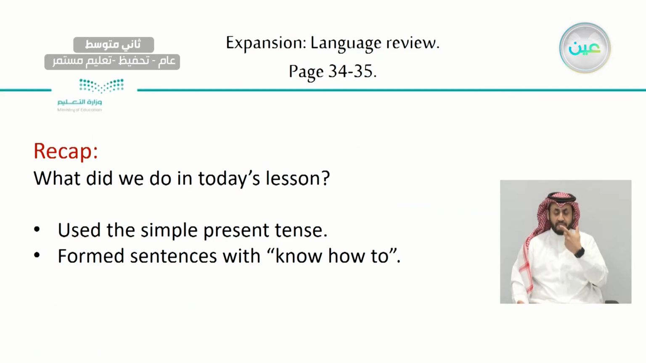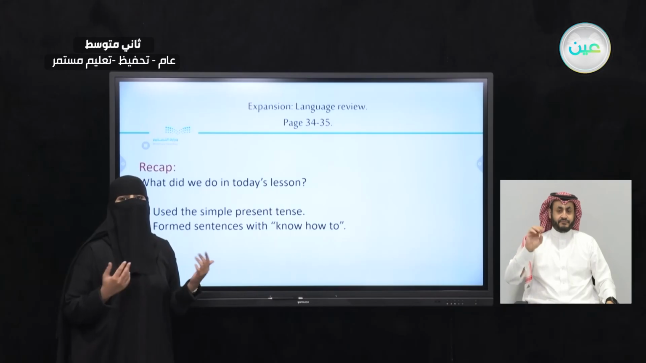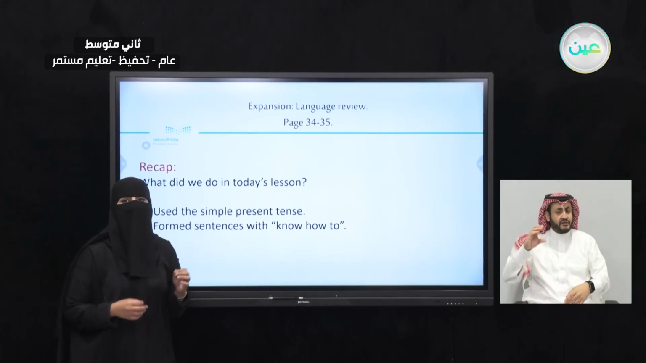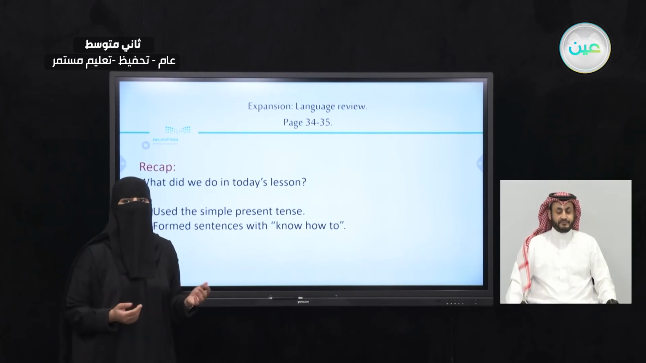Now, let's take a look at the next. What did we do in today's lesson? So we used simple present tense in the examples before, and we formed sentences with know how to. The skill, I know how to, that means I can do it. I can swim, I can read Spanish. These are skills I know how to do, I can do.